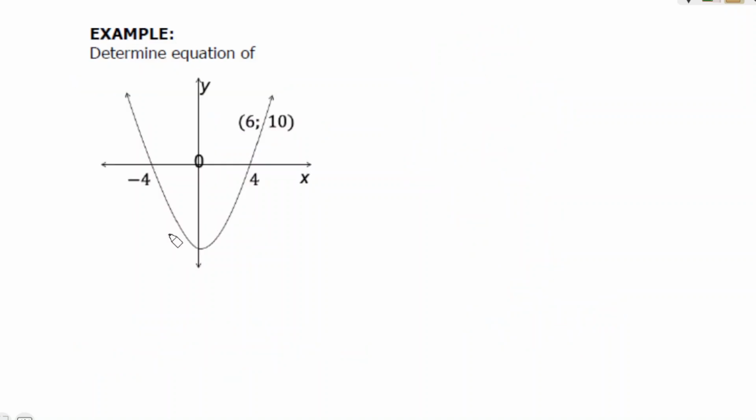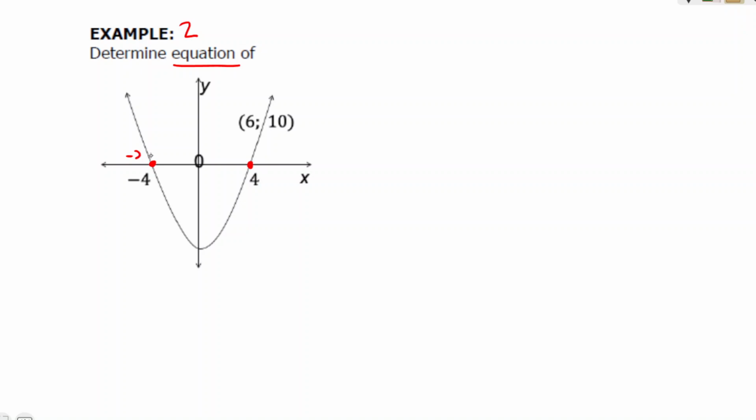Okay, so this is example number 2. So let's look at example number 2. They said determine the equation of this graph. Now let's check what we are given here. In this one, you are given the root and the other root.